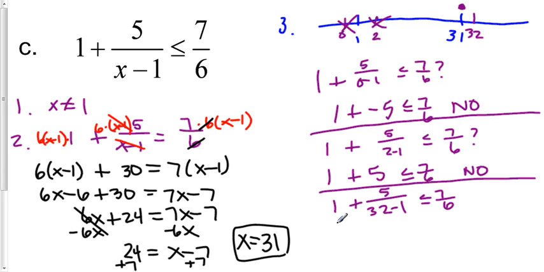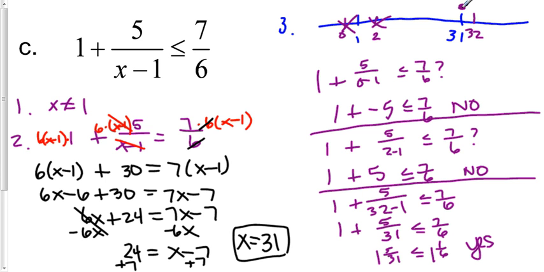1 and 1/6. Well, I have 1 plus 5/31. Is that less than or equal to 7/6? Well, I would say 1 and 5/31 is less than or equal to 1 and 1/6. How do I know this? Well, 1 and 1/6 is 1 and 5/30, and I know that 5/31 is smaller because it's got a bigger denominator. It means the pieces of the pie are smaller. So yes, this is true.